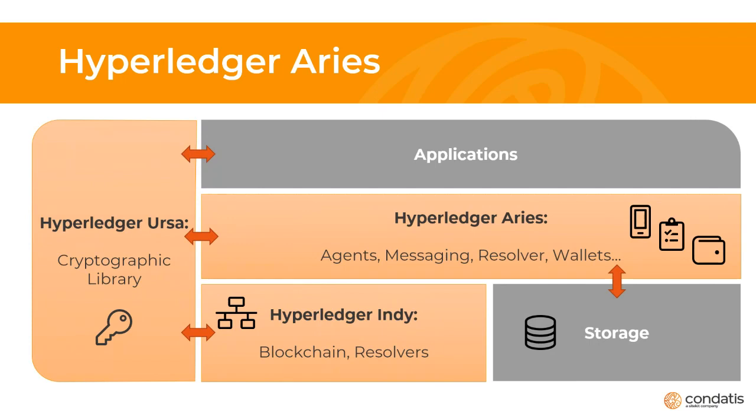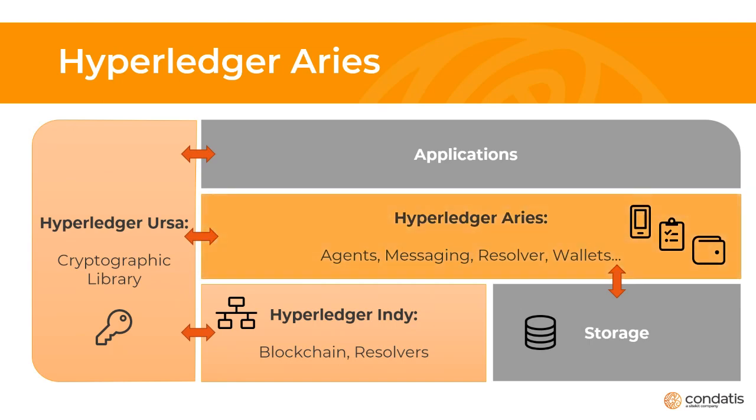Here's a picture to explain a bit about the context where Hyperledger Aries sits in. Hyperledger has many other projects as well. For example, Hyperledger Indy is the implementation of the blockchain side of things with the resolvers and blockchain nodes. And Hyperledger Ursa is a cryptographic library, and it's used by both Indy and Aries, and it can also be used directly by an application that's built on top of the stack.